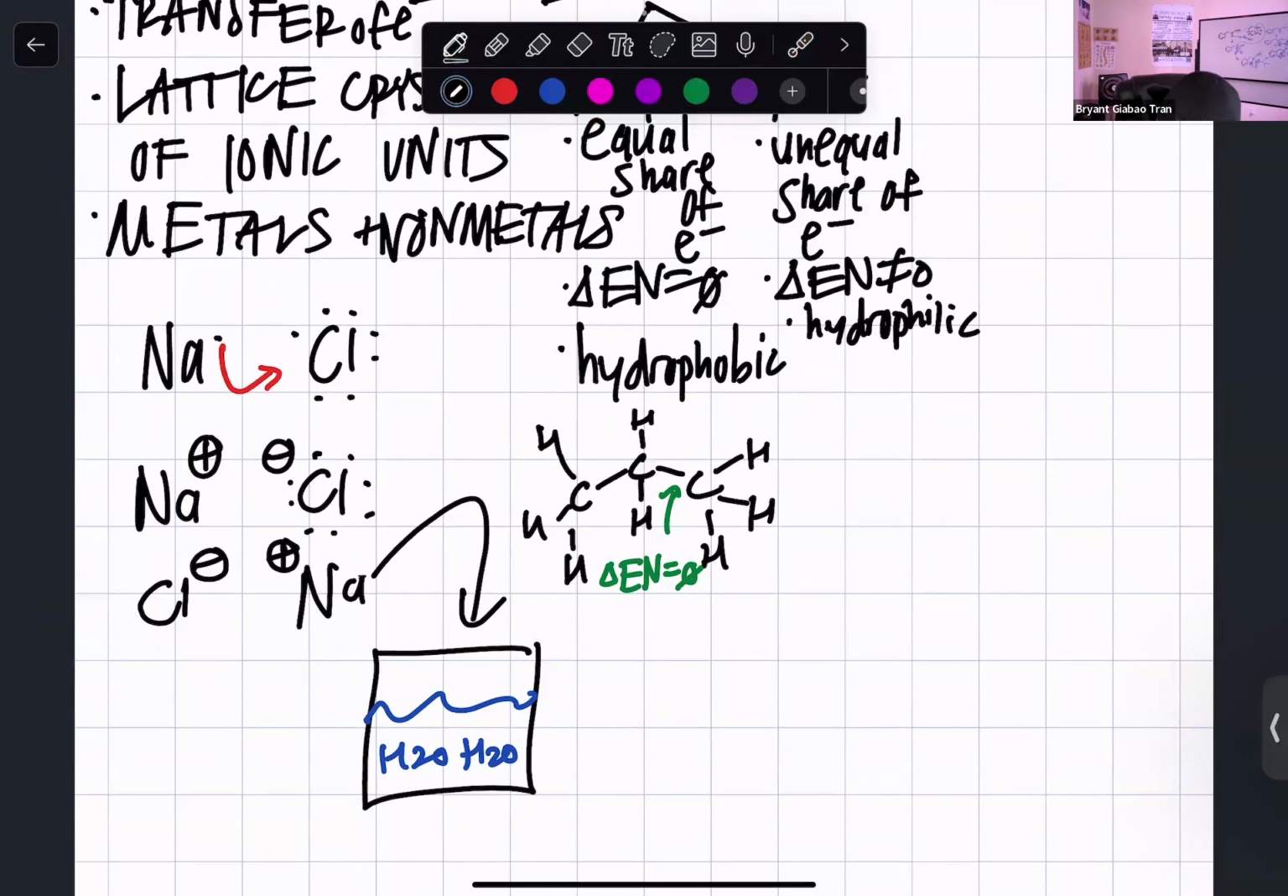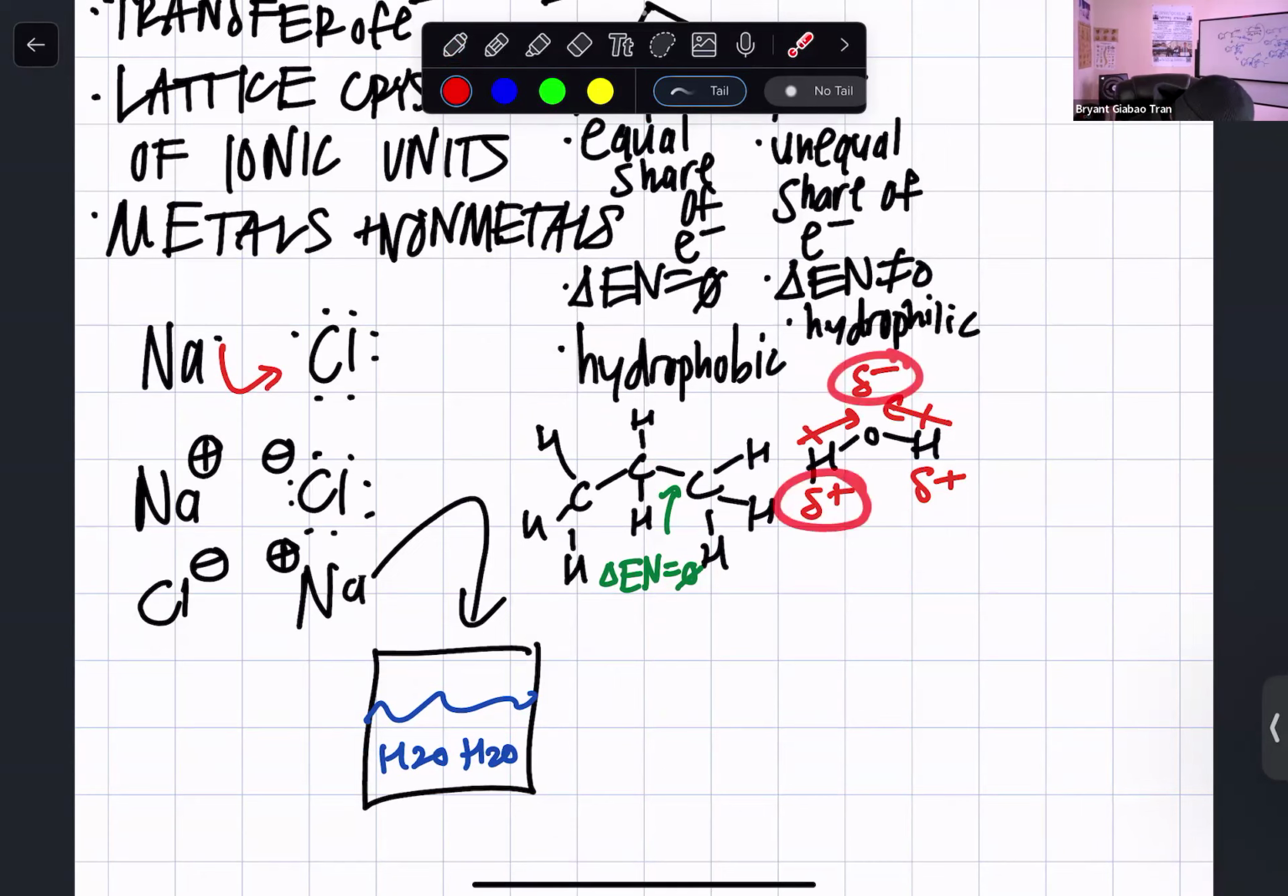Whereas if I have water, we said that oxygen has a higher electronegativity than hydrogen, so it's going to create a permanent dipole moment between oxygen and hydrogen, giving this oxygen a permanent partial negative charge and hydrogen a permanent partial positive charge right there.